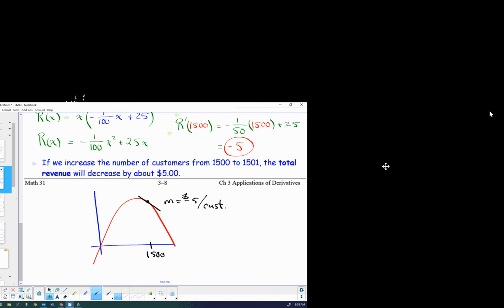So back to the units, which I didn't put on this because I wanted you to think about what this means. Units would be dollars per customer. And this would be number of customers, and this would be revenue.